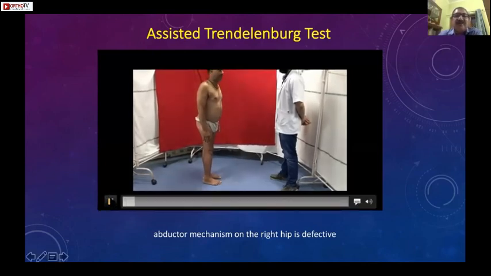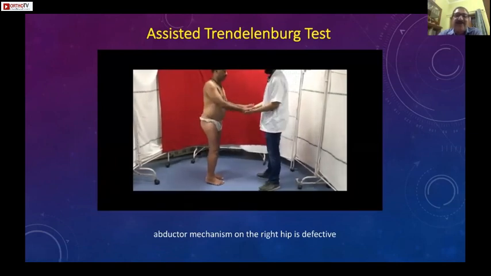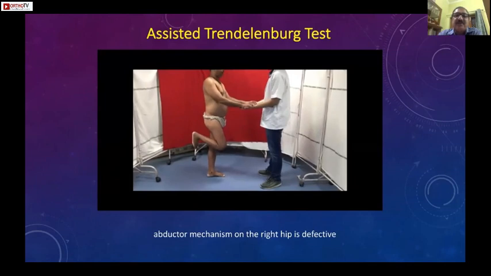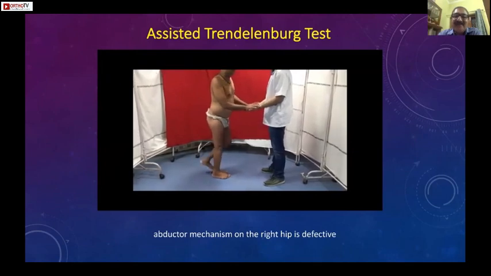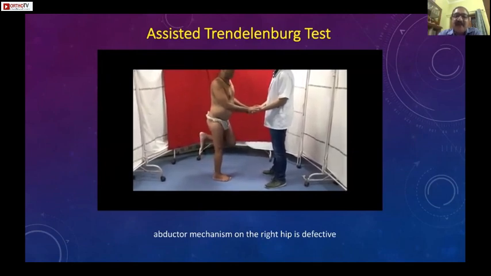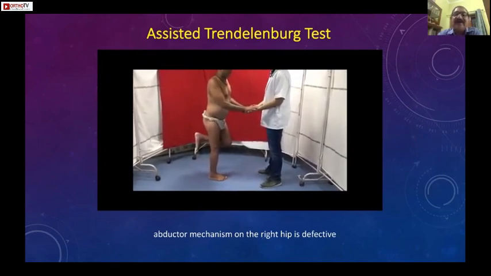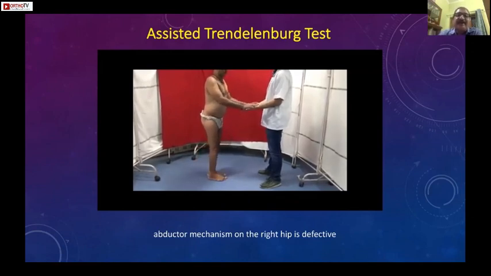First, he is asked to stand on the normal side, which he is able to do nicely, no problem. The moment we ask him to stand on the affected side, that is the right side, he puts extra weight with the help of his left hand on the clinician's right hand, and only then is he able to stand. It is noticed that the patient is putting extra weight on the clinician's right hand with his left hand. This is the assisted Trendelenburg test.